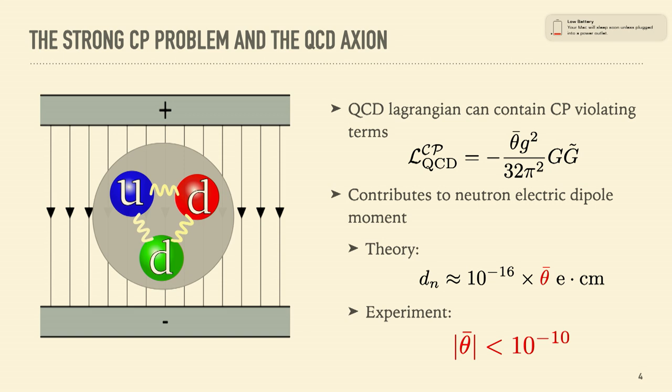I want to talk about something called the strong CP problem. And the strong CP problem is really related to a very basic question, which is to say, what happens if you take a neutron and you put it in an electric field? Now, if you know the quark content of the neutron, you would say, okay, well, it has an up quark and it has two down quarks.